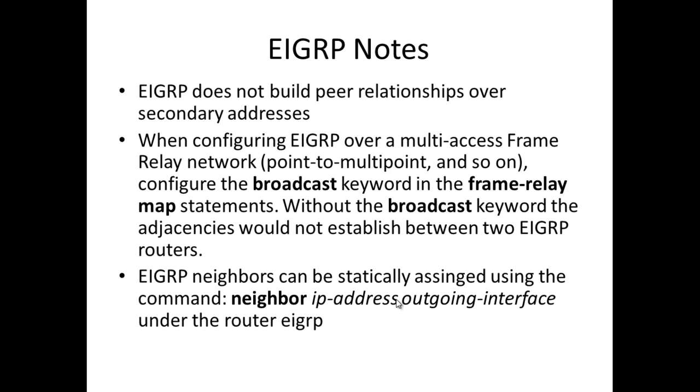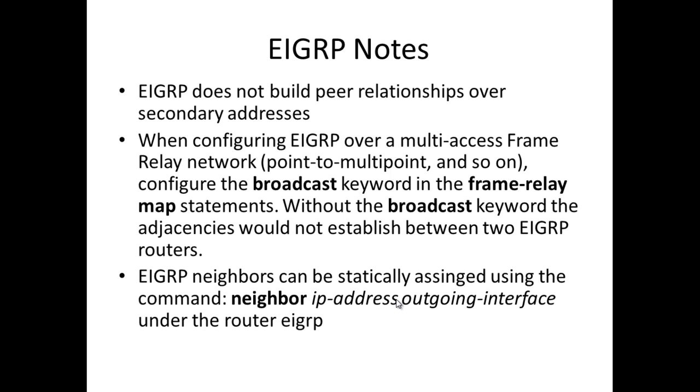Now let's see the notes of EIGRP. EIGRP does not build a relationship over secondary address, so it only builds over the primary address. If we have an interface with two addresses, the primary address and the secondary address, we cannot have an EIGRP neighborship over the secondary address. When configuring EIGRP over a multi-access Frame Relay network or point-to-multipoint, you configure the broadcast keyword in the frame-relay map statements. Without the broadcast, adjacencies wouldn't establish between two EIGRP routers.